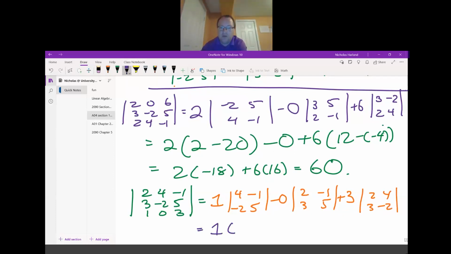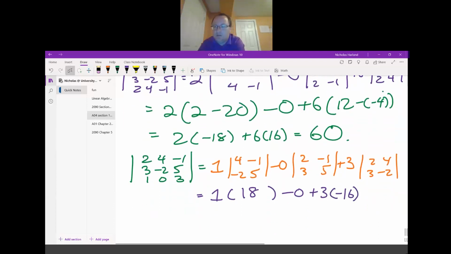So instead of 2 times 20 minus 2, and I guess we could just say that's equal to 18, instead of 2 times 18, we have 1 times 18. Instead of 0 times something, we have 0 times something. Instead of 6 times negative 16, we have 3 times negative 16. So in total, what do we get? We get half of the determinant. So by taking half of that third row, that ends up making the determinant cut in half as well.